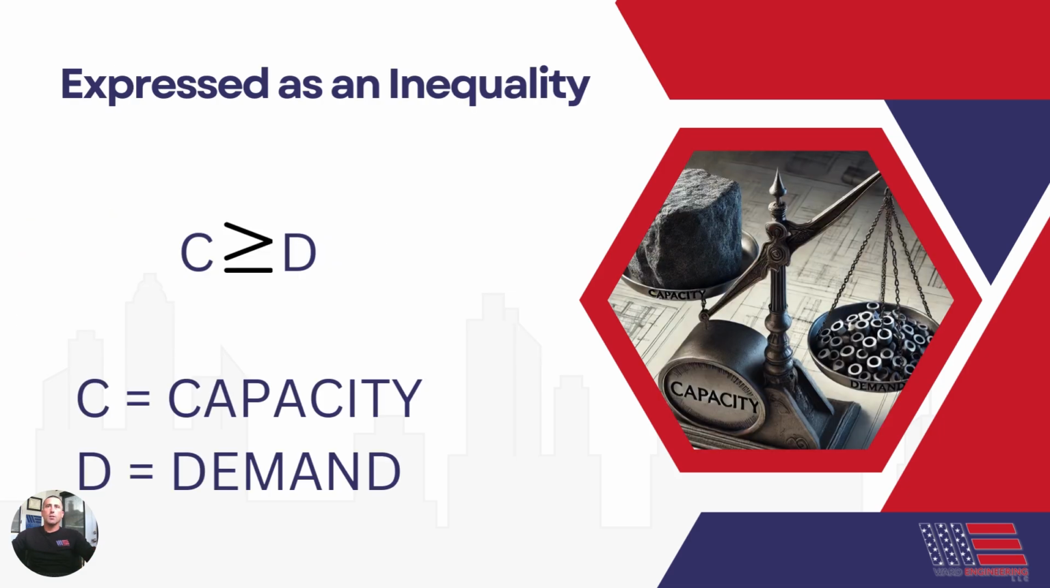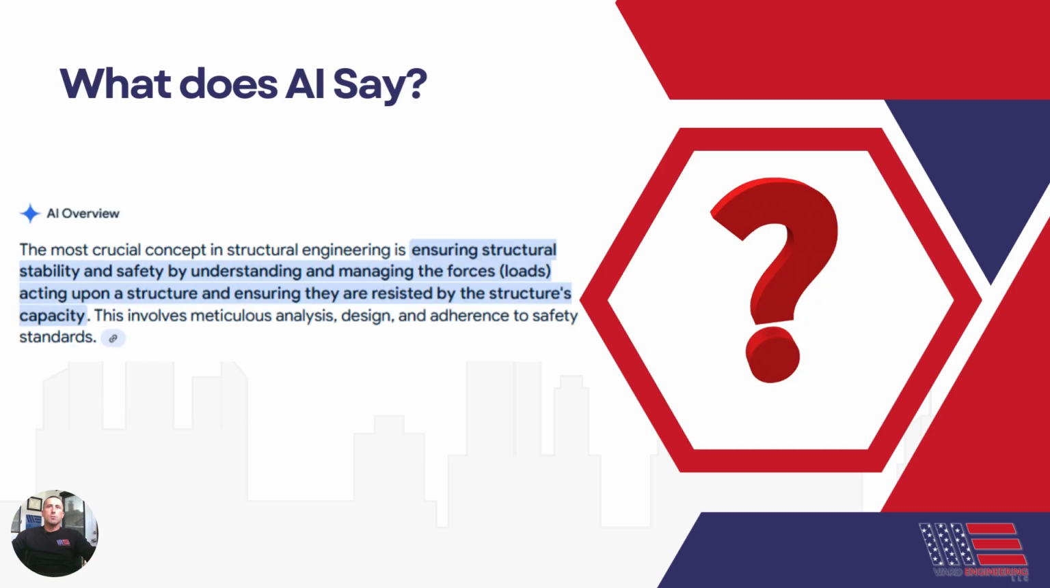If you take what that's saying and break that down to its simplest form as an equation or inequality, it would look like this. It would simply say capacity is greater than or equal to demand. It's really that simple. That's what this statement is saying.